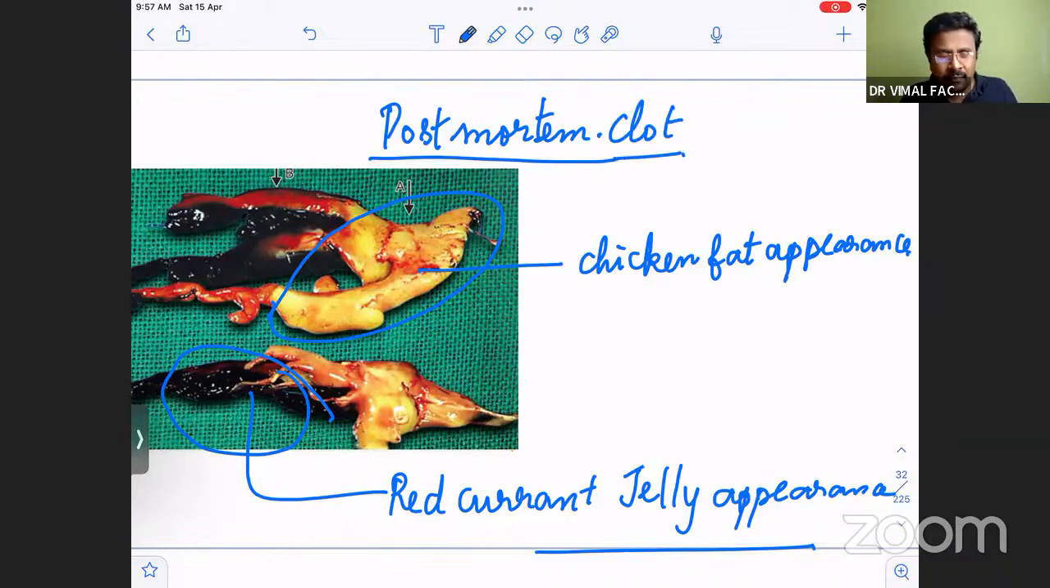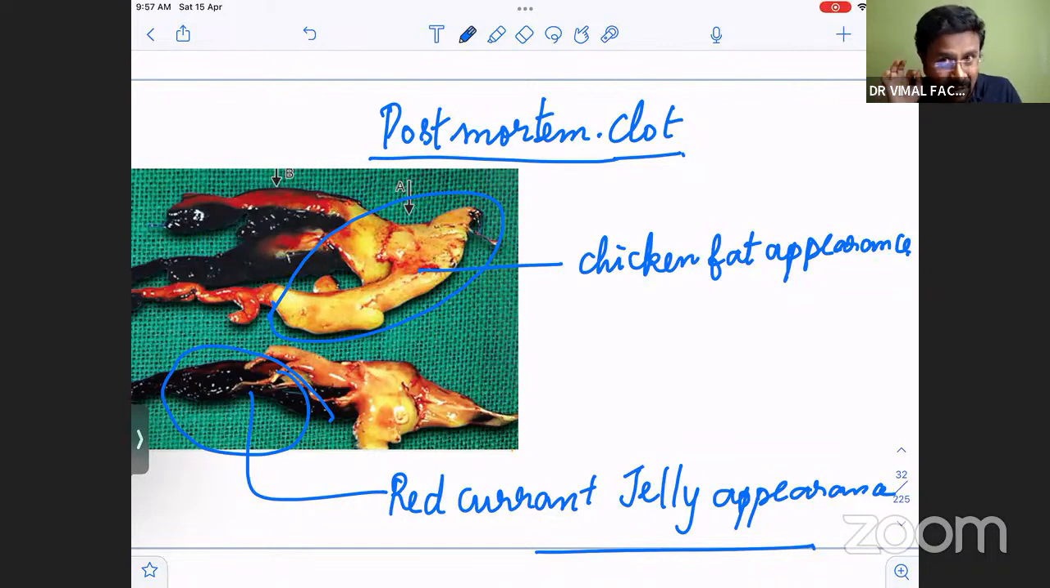Please understand the difference between a clot and a thrombus. A clot can be formed antemortem or postmortem. A blood clot can be formed in a live tissue or in a dead tissue. But a thrombus is formed only in a live tissue. Because of that, in a live tissue, it gets these alternating white and red lines, the lines of Zahn. So please remember, antemortem thrombus.